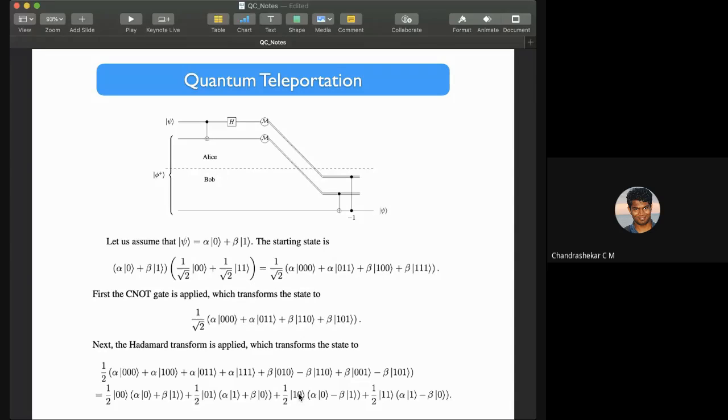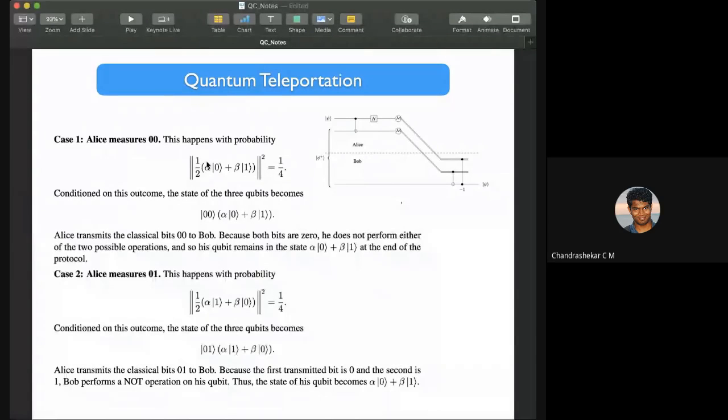But if Alice gets an output of 1, 0, Bob has a different state with him, and not alpha 0 plus beta 1. I should also say here, it's not alpha 0 beta 1. Here it's alpha 1 beta 0. So there's a flip between these two. So in every output Alice has got, Bob has a different state associated with it. Okay. So in case 1, if Alice gets 0, 0, this will be an output state with Bob.